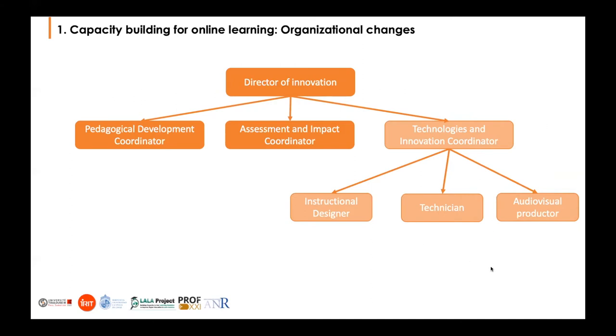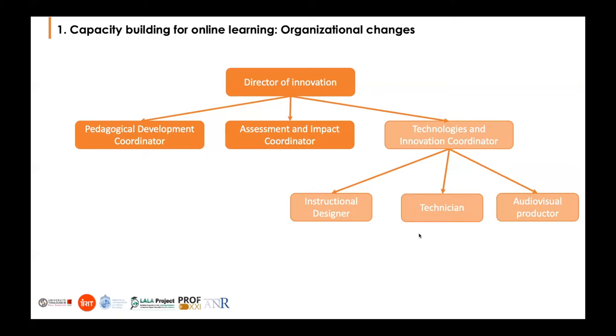Only this group was able to support the production of 6 MOOCs per year at the university at a professional level, and 4 other MOOCs for on-campus purposes. So this is like at least the minimum team that you need to support this.